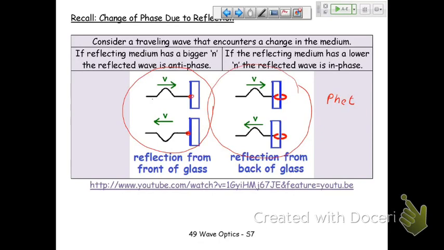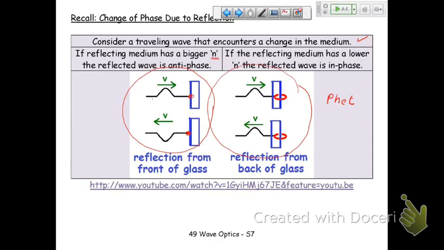So we don't really care about string, but we do care about light reflecting from things. So this is where we get the payback for that. Consider a traveling wave that encounters a change in the medium. Maybe it goes from air to glass, or maybe from water to glass, or glass to diamond, or glass to air or something. We get reflection, and we'll get a reflection whenever there's an interface. So if the reflecting medium has a bigger n, so diamond versus air. The one I remember is a pane of glass. So I have air, and then I have the front surface of the glass, and then I have the back surface of the glass and air behind it.